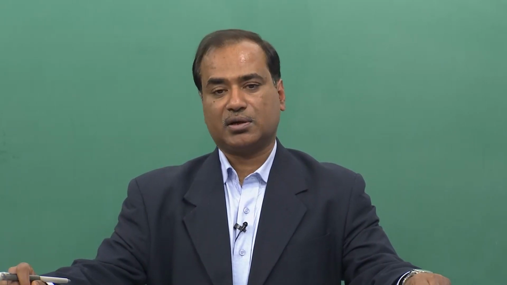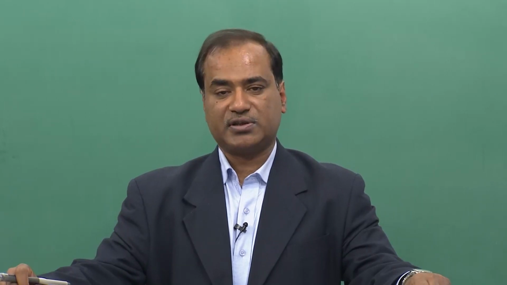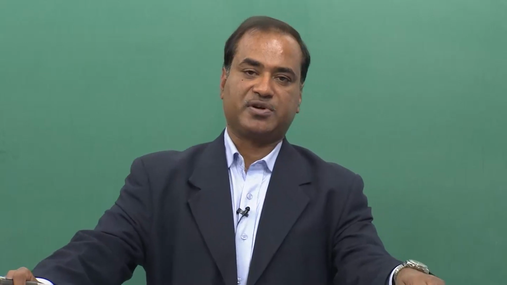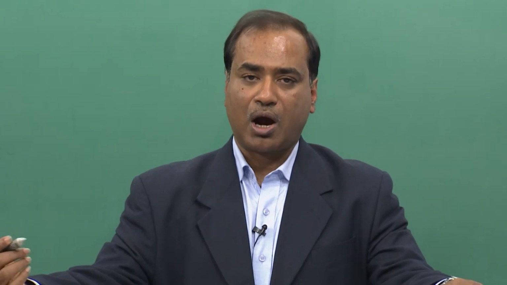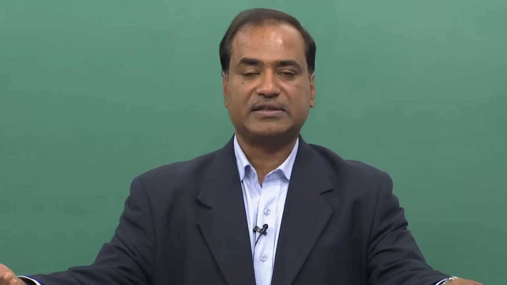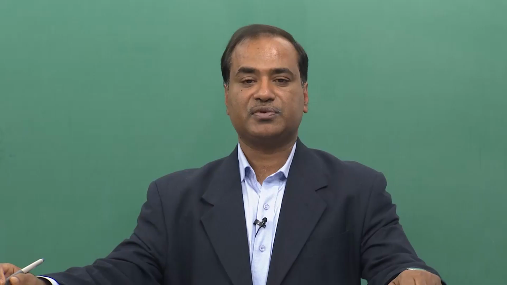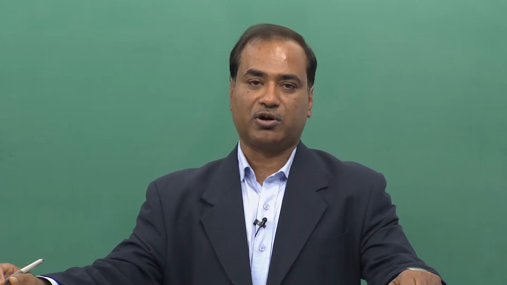In this lecture, we are going to talk about two options that are available for data management and data generation. This is sorting and ordering. That means how to sort data and how to order the data, or how to know what is the order of the data. These are the questions which we are going to answer in this lecture. But the first question comes: what is sorting and what is ordering?